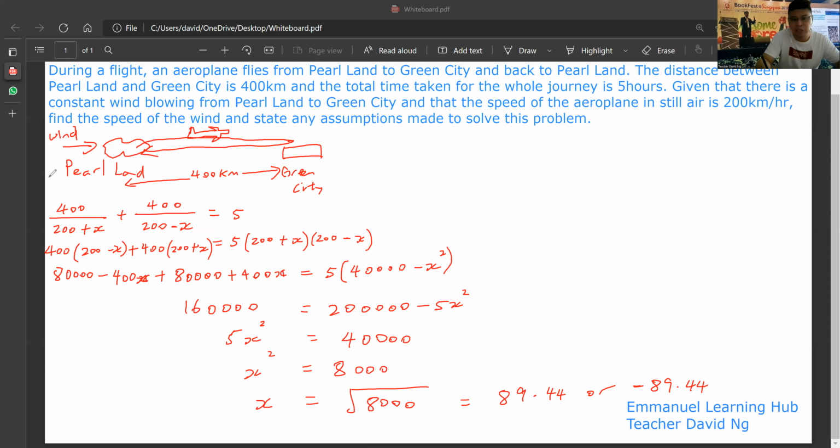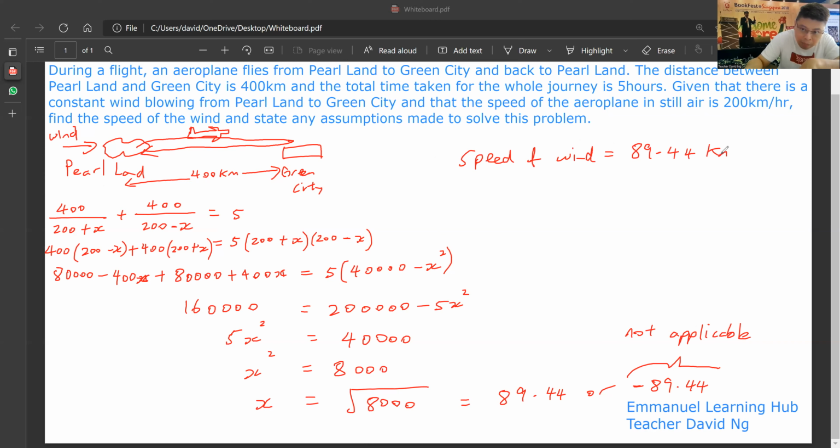Okay, because x is the wind, right, blowing from Furland to Principe. So negative value is not applicable. Because x is the speed of the wind. So speed of wind would then be 89.44 km per hour.